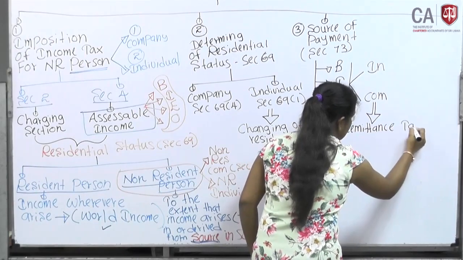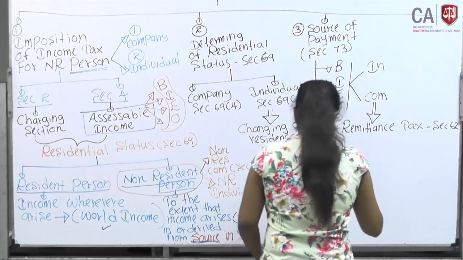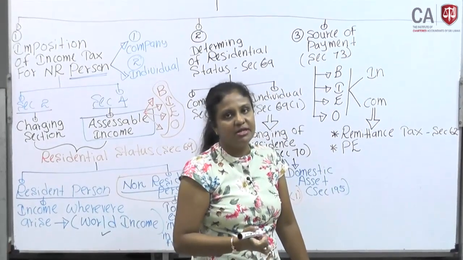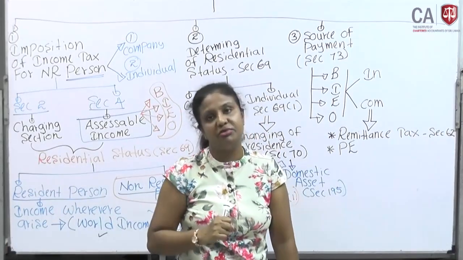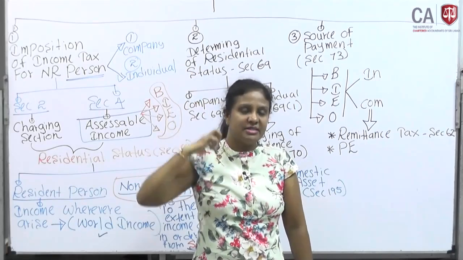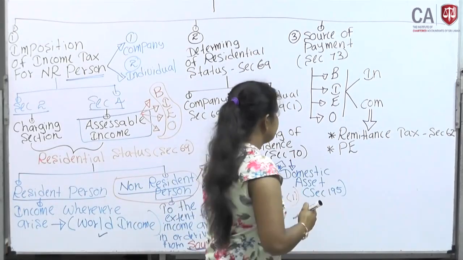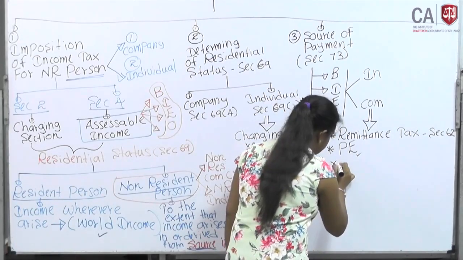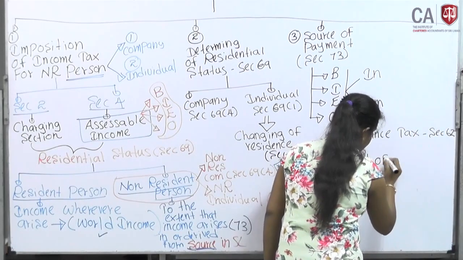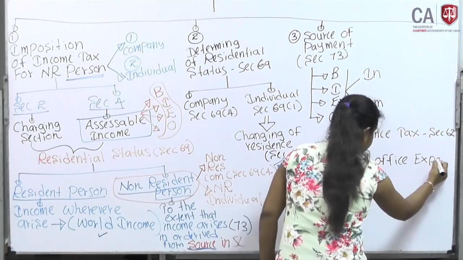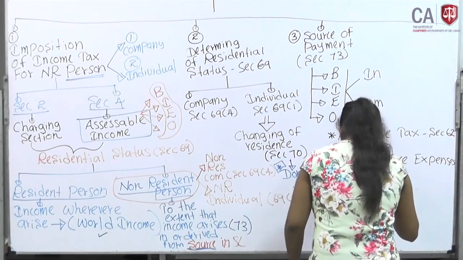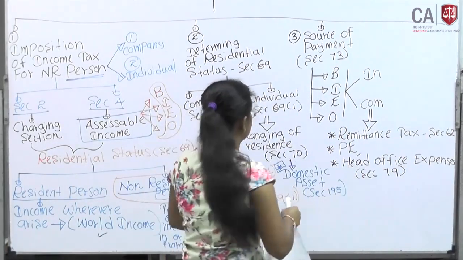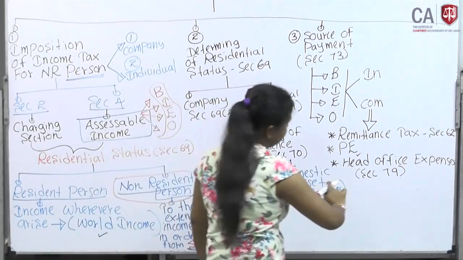Remittance tax under section 62 of the Act, and permanent establishment. Here, Sri Lankan permanent establishment and foreign permanent establishment are there under the Inland Revenue Act, and again the definition of PE is there in the particular double taxation treaty. You should know permanent establishment, as PE is applicable even to the company and the individual. Then the next thing is head office expenses, which is dealt with under section 79 of the Act.